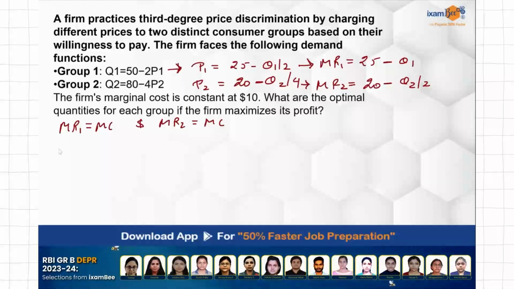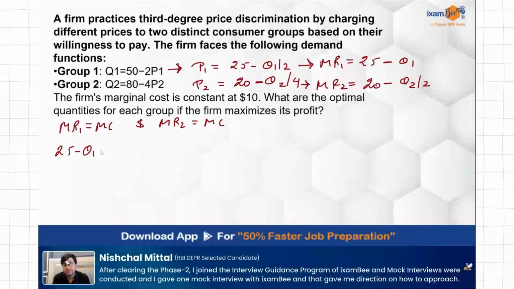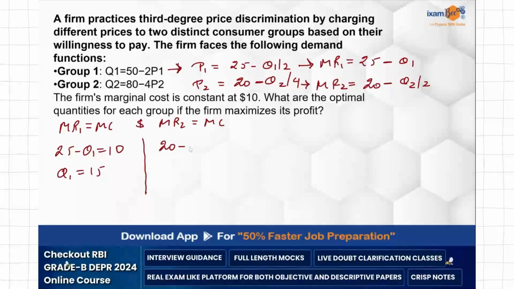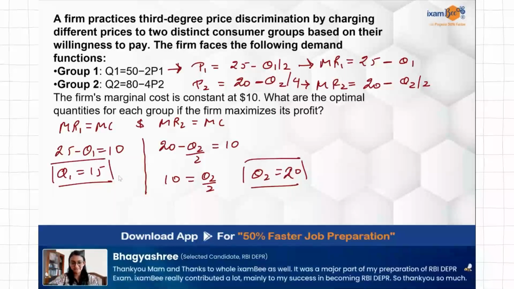Since MR1 should be equal to MC, therefore 25 minus Q1 is equal to 10, and hence your Q1 is equal to 15. And in this scenario, 20 minus Q2 by 2 is equal to 10, so 10 is equal to Q2 by 2, and hence your Q2 is equal to 20, right? So we have both Q1 and Q2. This is how you need to solve this question.